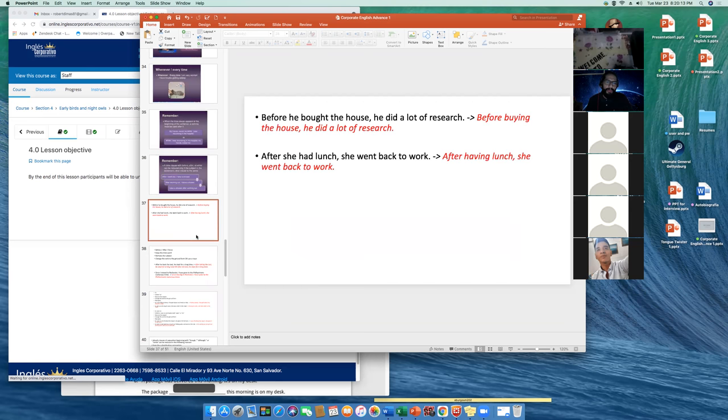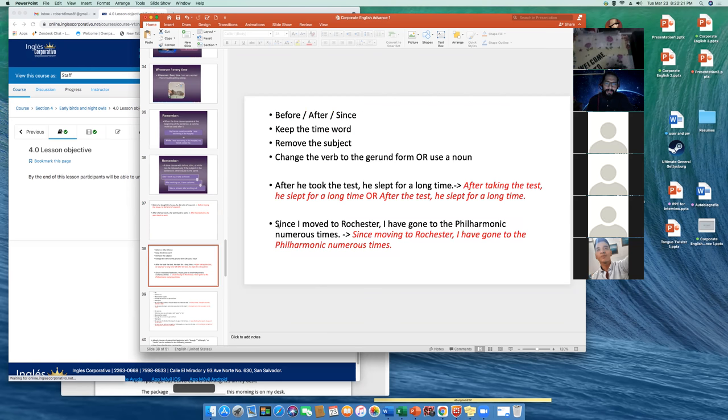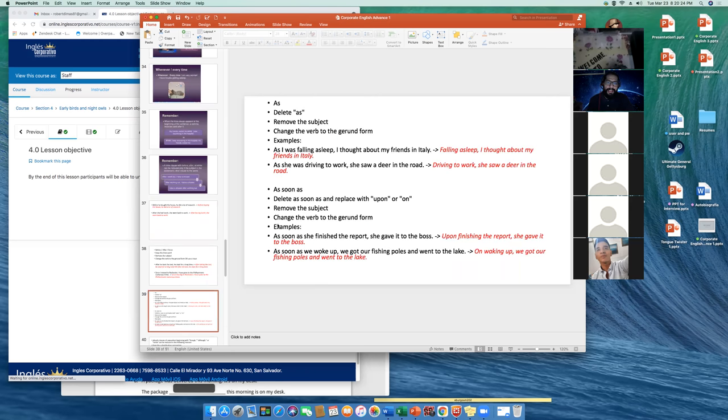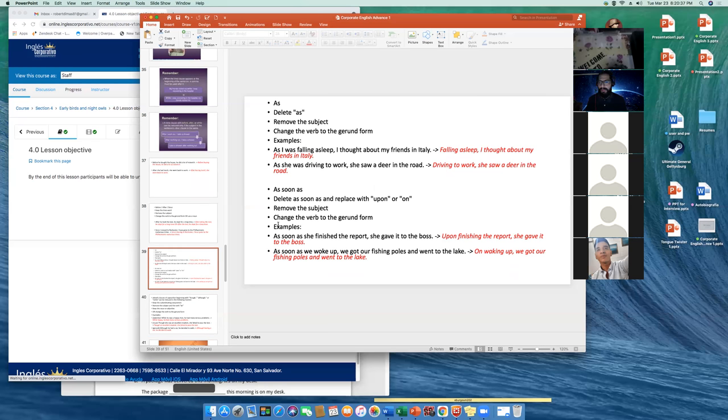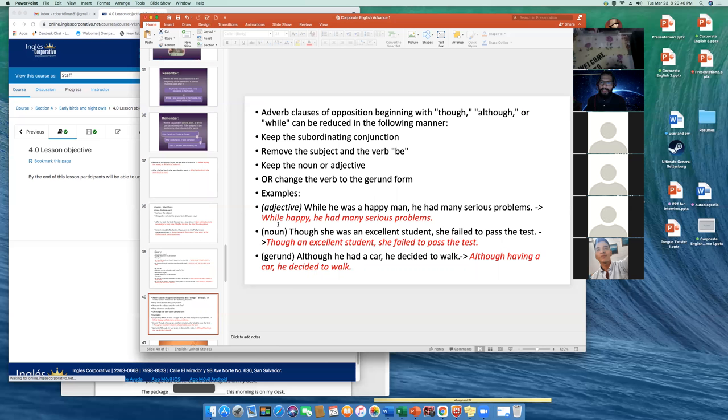And so we went through some examples as well. We started off with using before, after, or since. Then I provided you guys some time clauses that were used, the most common being before, after, or since. You can also use as or as soon as. We used a little bit of those. We went through some examples of using while, and so here it is. That's pretty much where we left off.